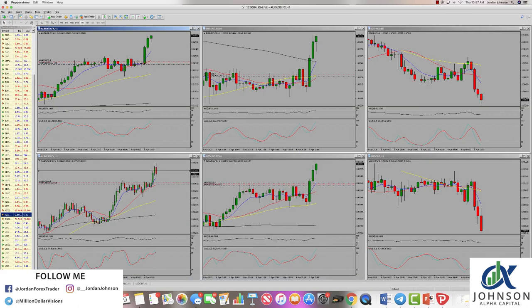Aussie dollar is doing great. Euro dollar is doing great. Kiwi dollar is doing great. So all of these pairs are correlated, you all. For those of you that don't know, you see how USD is the base pair. When we talked about dollar strength versus dollar weakness, it's going to decide what these pairs do. So these pairs are very correlated.